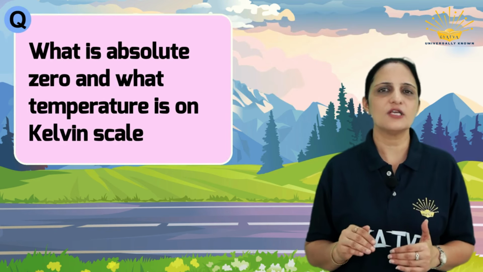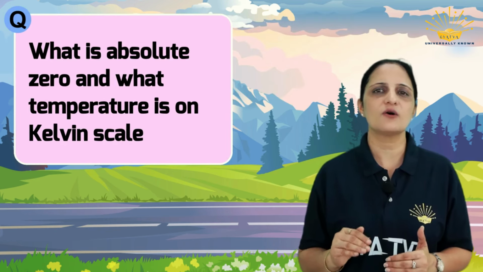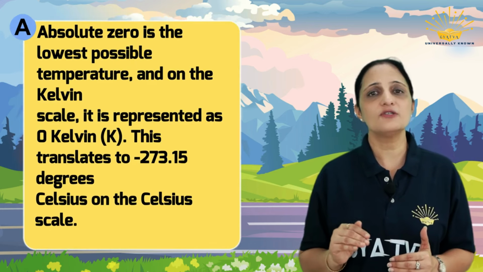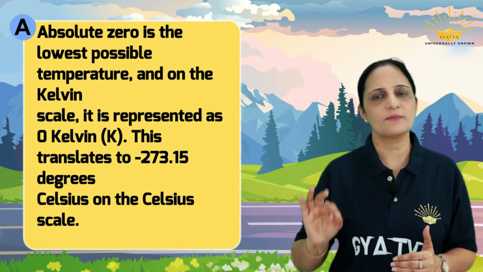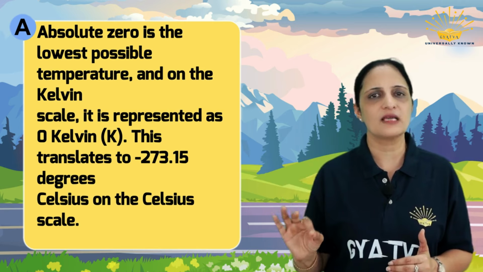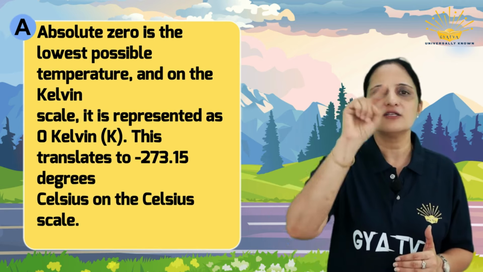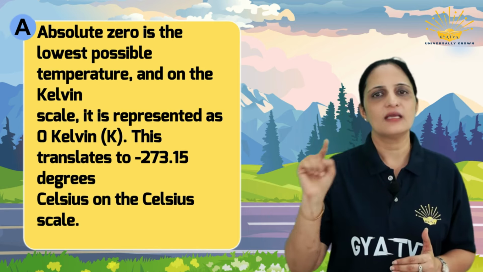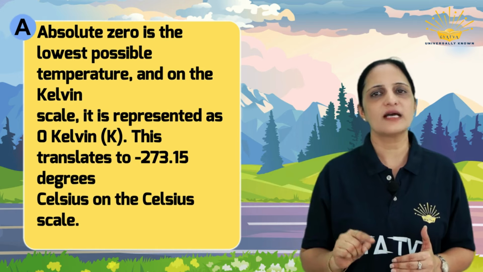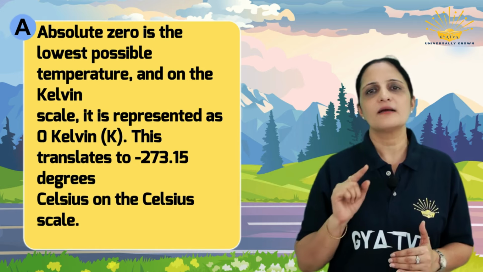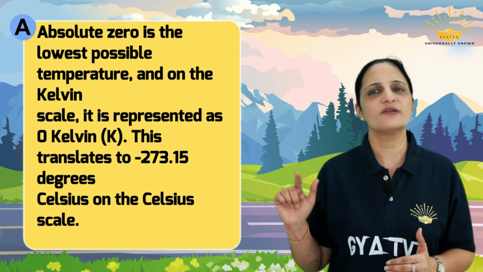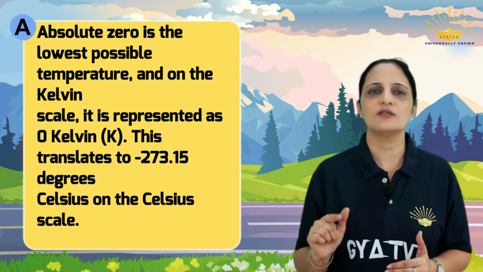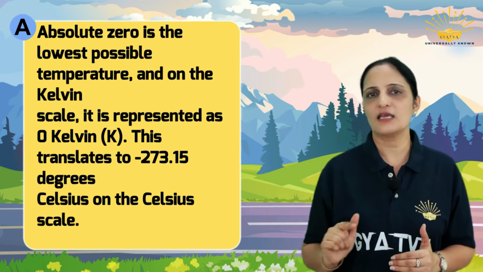Question number 13. What is absolute zero and what temperature is it on Kelvin scale? Absolute zero is the lowest possible temperature and on the Kelvin scale it is represented as 0 Kelvin. It translates to, or it gives at which value in degrees Celsius? Minus 273.15 degrees Celsius on the Celsius scale.